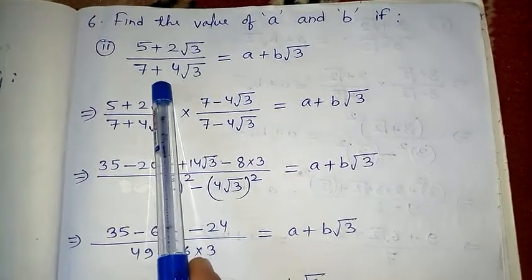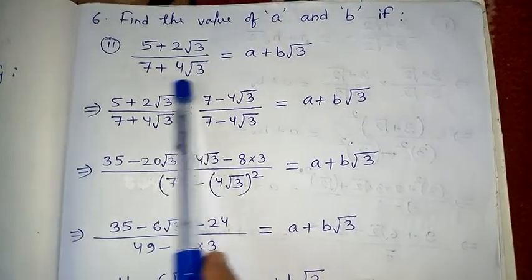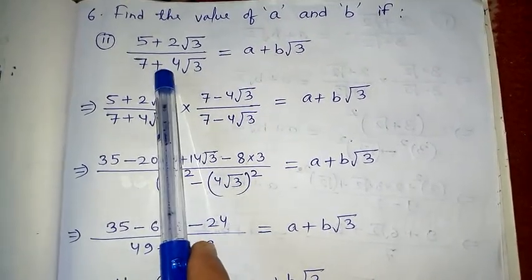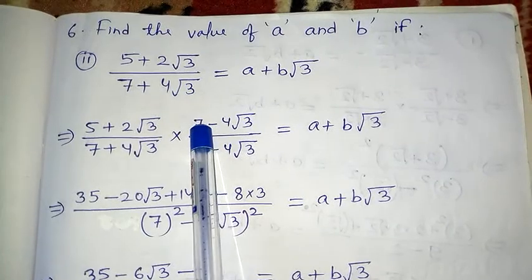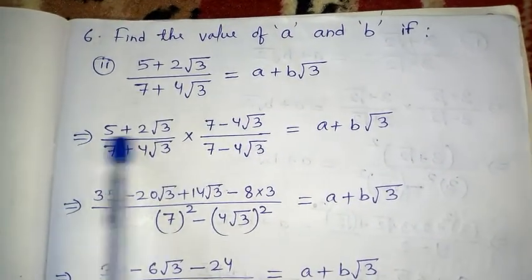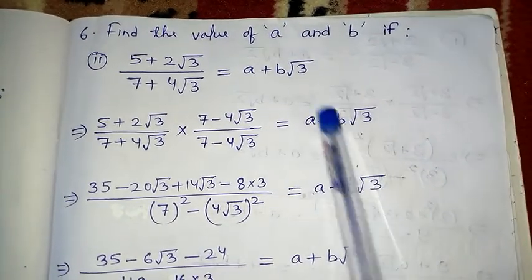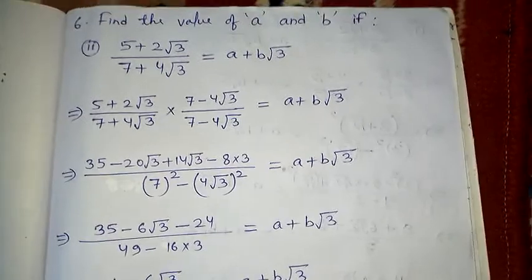Now here, in 7 plus 4 root 3, I don't have a rationalizing partner in the question, so I will give the partner from my own side. Like in this question I need not give, but here I have to give the partner by myself. Like 7 plus 4 root 3, the partner will be 7 minus 4 root 3 by 7 minus 4 root 3. Rest, the upper part is same, and this one I write same till the end, and at the end I will compare.